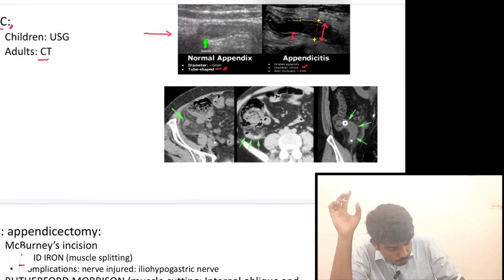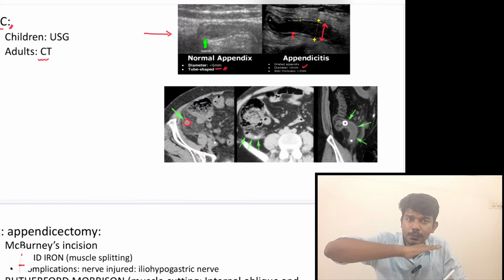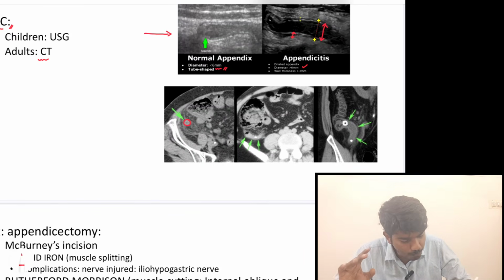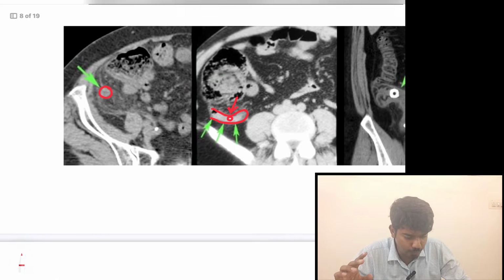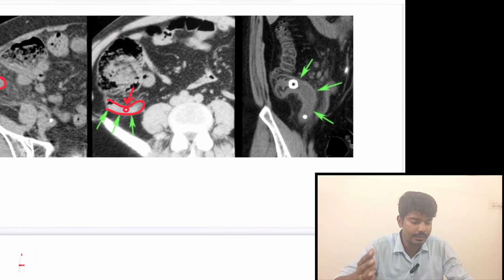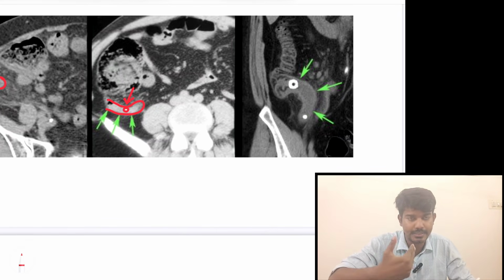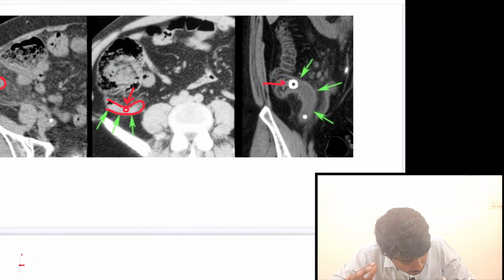Okay, so here we can see there is a dilated appendix in the transverse section of CT. Also here we can see a dilated appendix. உள்ள என்ன இருக்கு? There is a fecolith. That white color thing is a fecolith or appendicolith. Okay, next we are seeing a sagittal section. Here we can see two appendicoliths, and the appendix also is dilated.